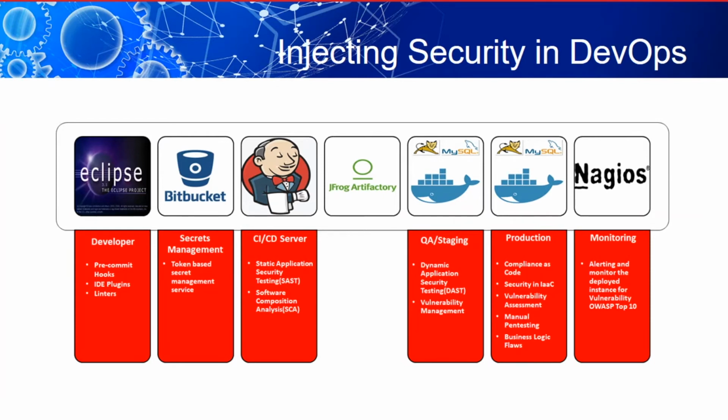So we can use OWASP Dependency-Check, or SonarQube. We use these kinds of tools to check the software compliance. And if there are no problems, we move to the next stage. The next stage comes under QA staging.